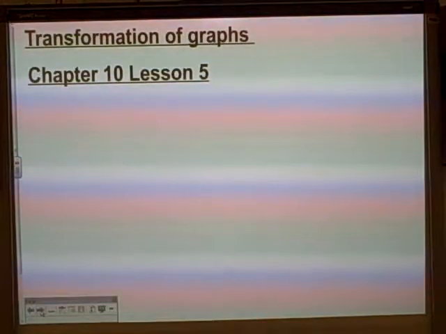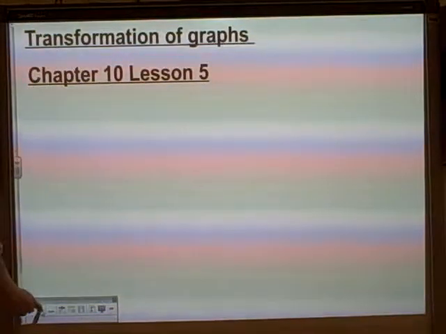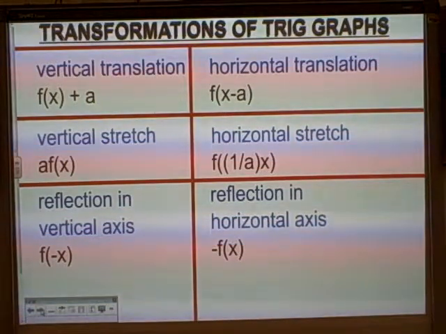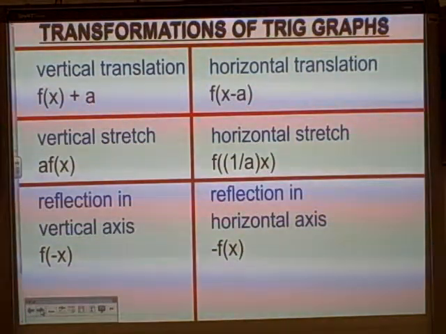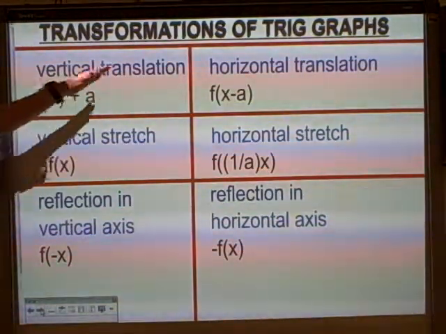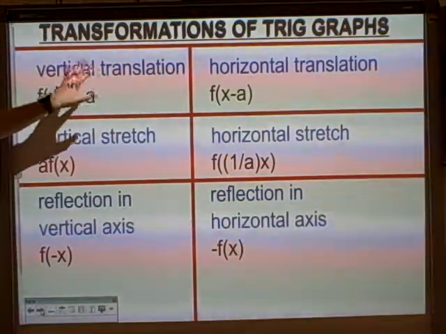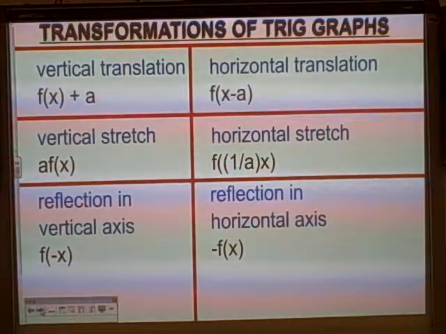Now we're going to look at transformations of graphs today, and we're going to do a quick little review of some of the translations and transformations that you saw from Algebra 2. So the first one starts off with vertical translations. That means it's going to move up and down, and that occurs when we take a function and we add or subtract something at the end.